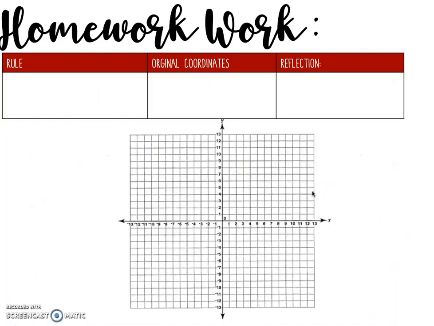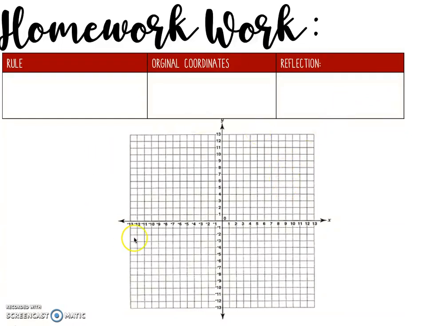And we talked in class today about how to set up our homework. For every single question, you need to write the rule that you're using. Okay, so if we're reflecting over the x-axis, in this box, we're going to write change y to the opposite. Okay, you're going to list your original coordinates, and then you're going to put your reflection or the reflected coordinates over here where you've actually changed that y to the opposite.